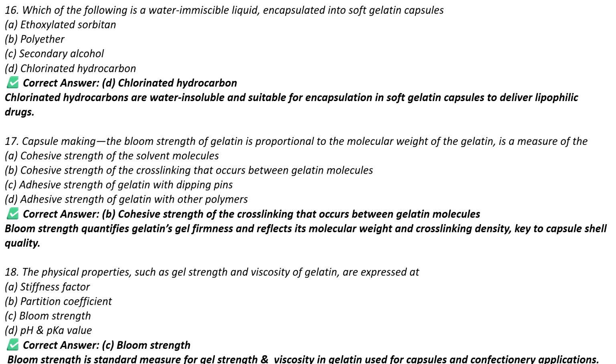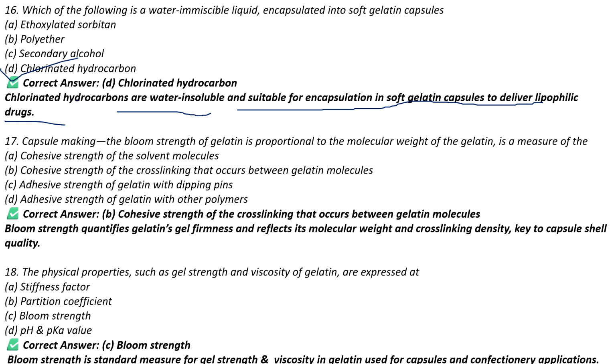So moving on to the next question, which of the following is a water immiscible liquid encapsulated into the soft gelatin capsules? Options are ethoxylated sorbitan, polyether, secondary alcohol, or chlorinated hydrocarbon. So chlorinated hydrocarbons are water immiscible and suitable for encapsulation in soft gelatin capsules to deliver lipophilic drugs. So we can say option D, that is chlorinated hydrocarbon, is a water immiscible liquid encapsulated into the soft gelatin capsules. Moving on to the next question.